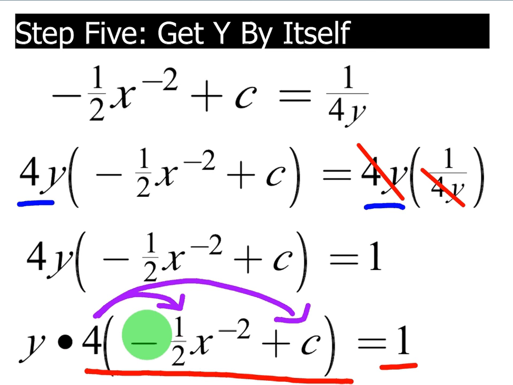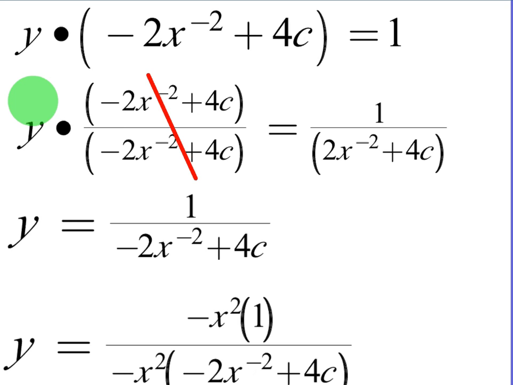You can just go ahead and divide if you want, but we'll go ahead and do it the way I did it before. So distribute that and then divide both sides by that. So for this particular example, again, I'm just dividing both sides to get y by itself, and now I have y equals 1 over negative 2x to the negative 2 plus 4c. And now the next thing we're going to do is we want to get this x to the negative 2.